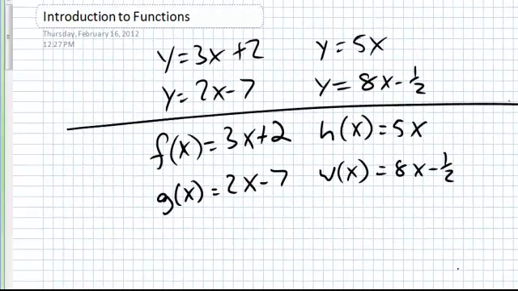Okay, so now if I were to say, hey, check out f of x, what's my rate of change for f of x? You could say, oh, that's 3. Which one of these functions has the greatest y-intercept? Oh, that would be f of x, because its intercept is 2. Which one has the smallest rate of change? Oh, that'd be g of x, because my rate of change is 2, from 2x minus 7. So it's a way to talk about different functions.